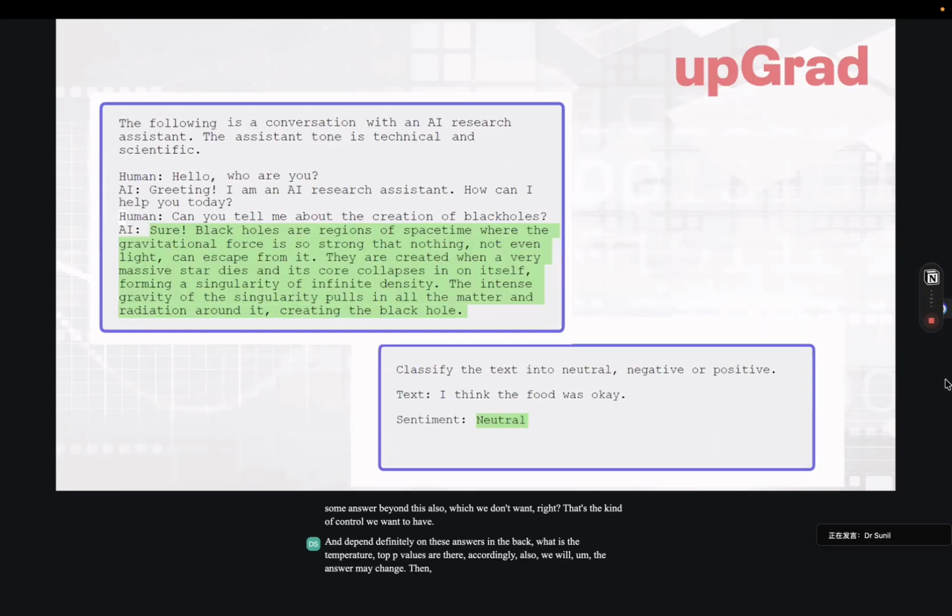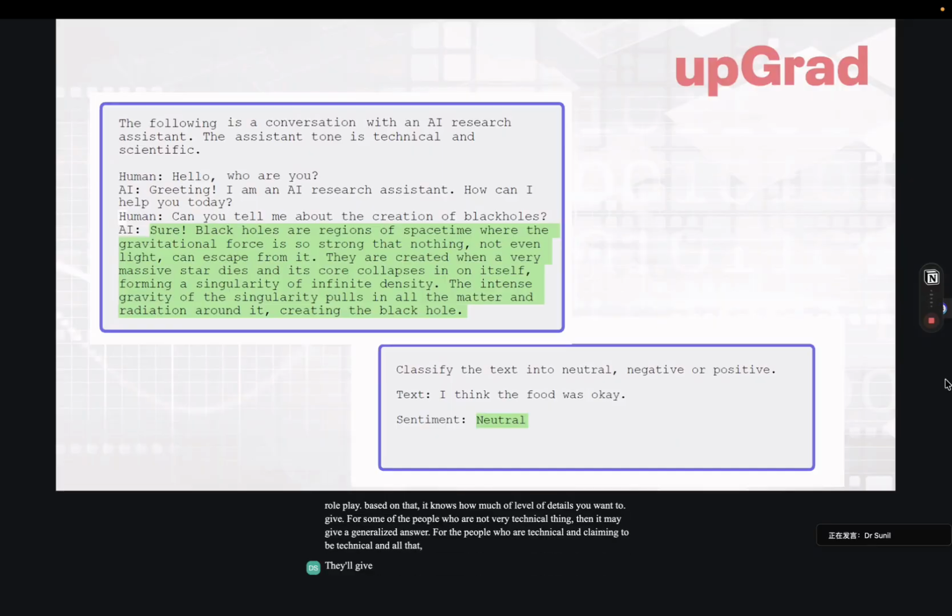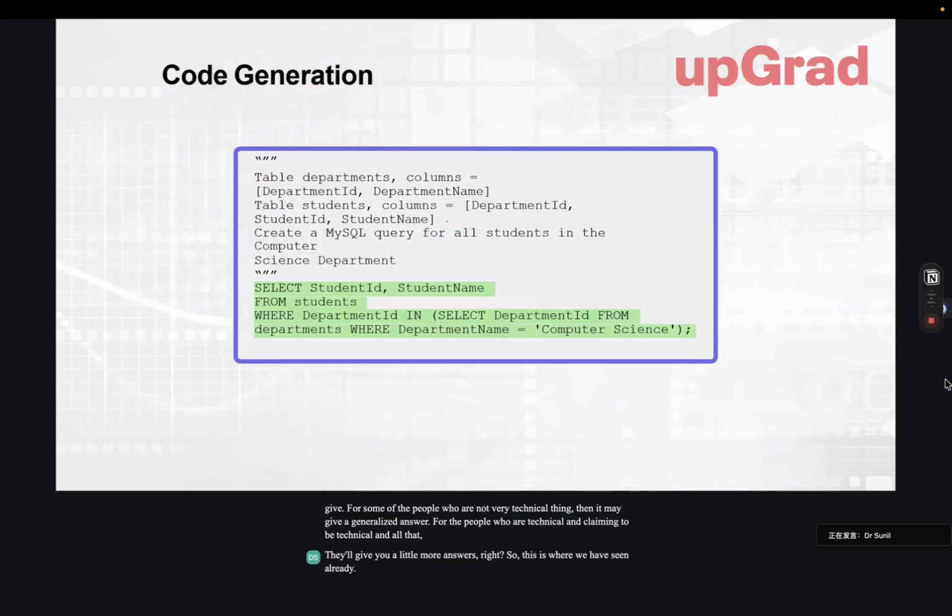Then the next part is the following conversation with an AI research assistant. The assistant tone is technical and scientific. You are giving a role play, as I was talking about. Based on that, it knows how much level of detail you want. For people who are not very technical, it may give a generalized answer. For people who are technical and claiming to be technical, it will give you a little more detailed answers, right? So this is where we have seen already.